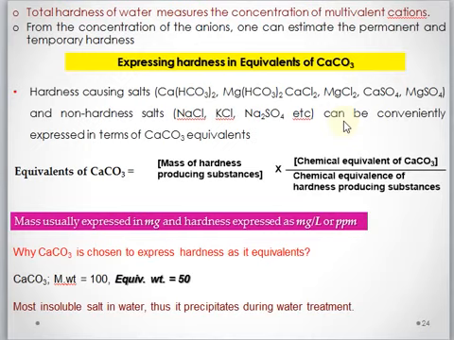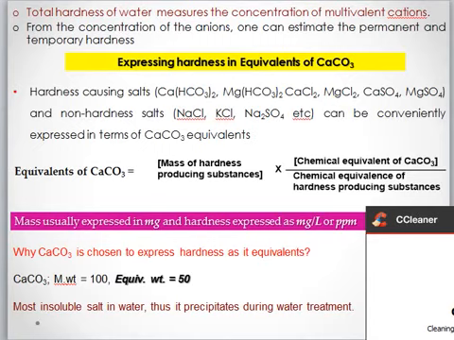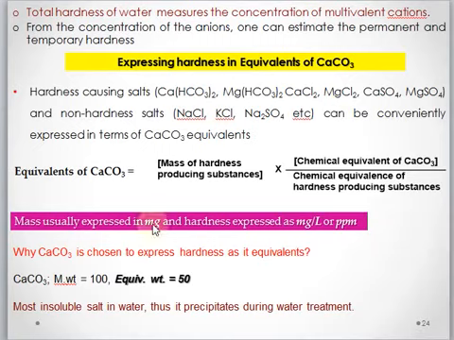Okay. Now, how can you express the hardness of substance in equivalence of calcium carbonate? So, there is a very simple equation which is available for us. The equivalence of calcium carbonate is equal to mass of the hardness producing substance multiplied by a factor. So, the numerator is the chemical equivalent of calcium carbonate and the denominator is the chemical equivalence of the hardness producing substance. What does it mean?